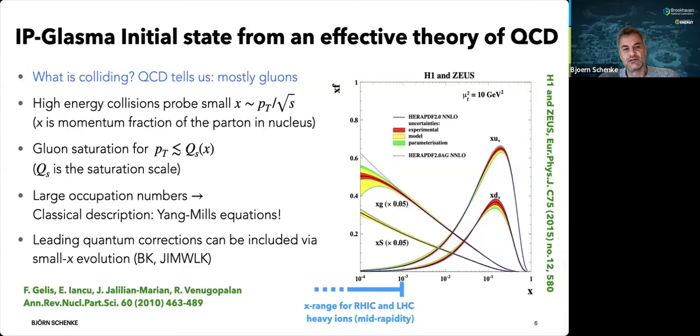And you could also include leading quantum corrections. The leading logarithmic corrections are included with the JIMWLK equations, or the large N_c version is the Balitsky-Kovchegov equation. But in this talk, I won't do it. We actually are also working on that for the initial state of heavy ion collisions to include these effects.